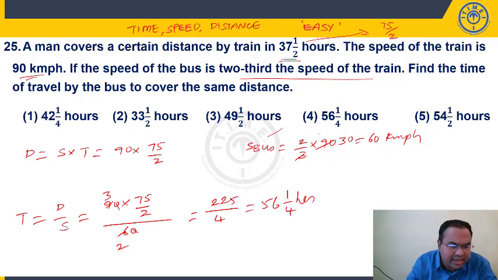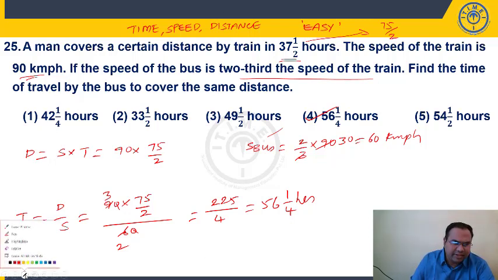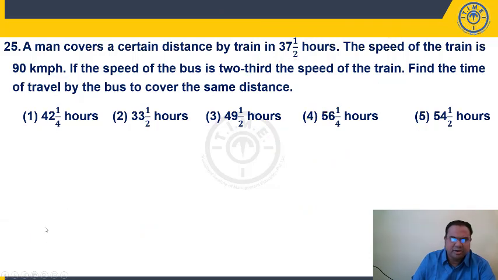56 1 by 4 hours is present in choice 4. This is one way of solving this particular question. The other way of solving this question is we can also solve like this. Just here students. One second.